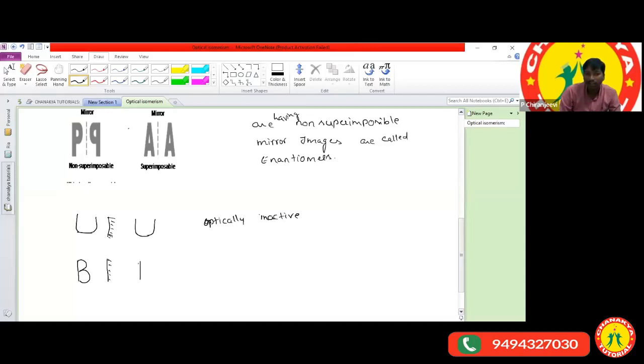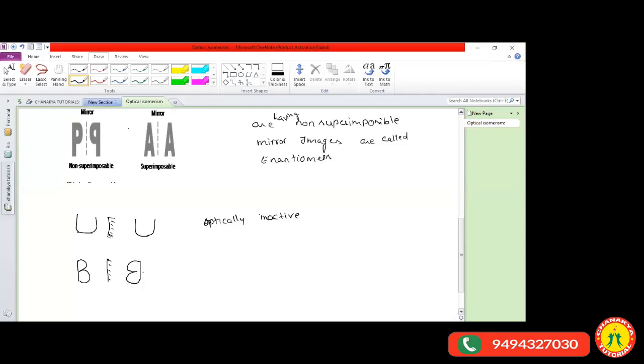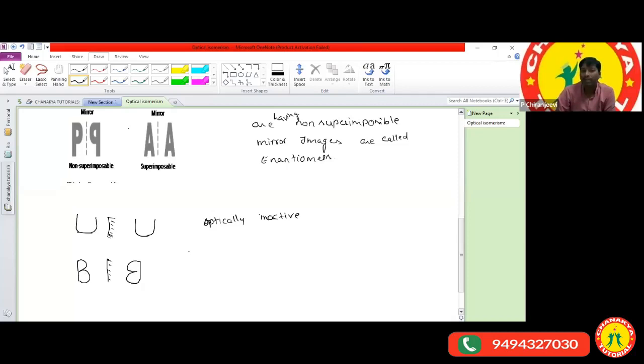The mirror images of this one, we can write like this. Optically active or optically inactive? Sir, optically active, because of non-superimposable mirror images. If they are non-superimposable mirror images, then it is optically active.